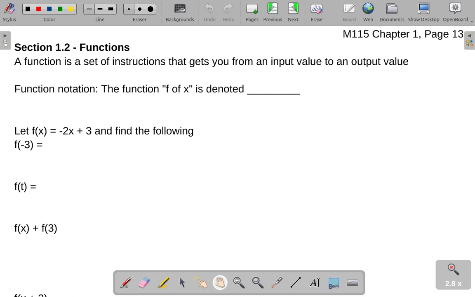In section 1.2, we're starting to talk about something called functions. And a function is, as you can see here, I describe it as a set of instructions that gets you from an input value to an output value.